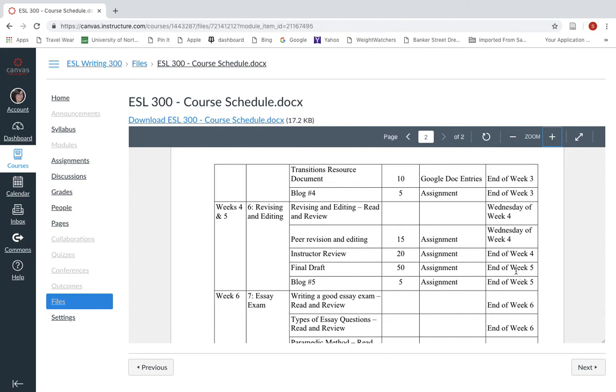So they'll have to turn their final draft in. They'll have a lot of writing time, or more time to work on that than they would other parts, by the end of week 5. So that's just an idea about how the timing of the course is structured.